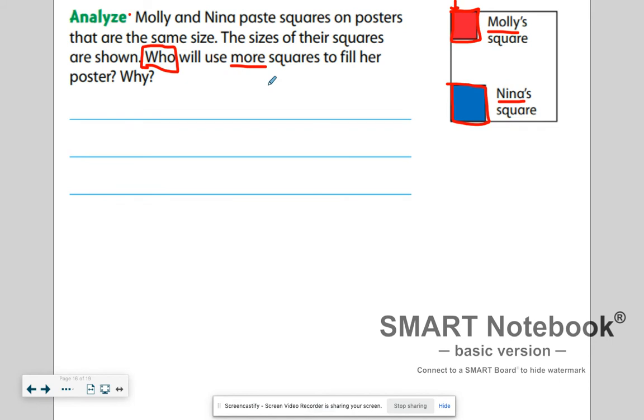Okay, turn and talk to your neighbor. Miss Warren, if you will pause this video and let the tables turn and talk to their partners about who will use more squares.